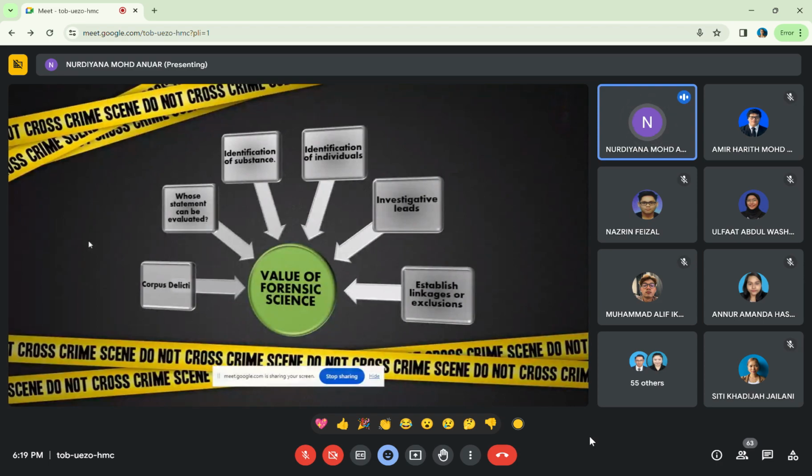So benda tu akan tergantung. Tapi bila kita dapat tentukan siapa identiti tersebut daripada evidence tu, it can lead the investigations to the correct path. Okay, seterusnya. Establish linkages or exclusions. So definitely daripada forensic science kita boleh linkkan one cases to another cases ataupun kita boleh buktikan whether that person's guilty or not guilty. Kita boleh excludekan dia daripada case tersebut.